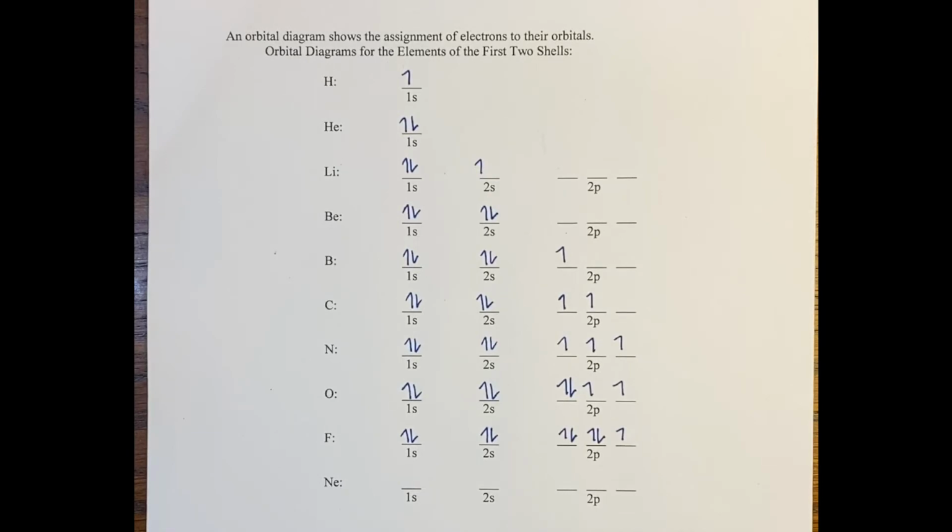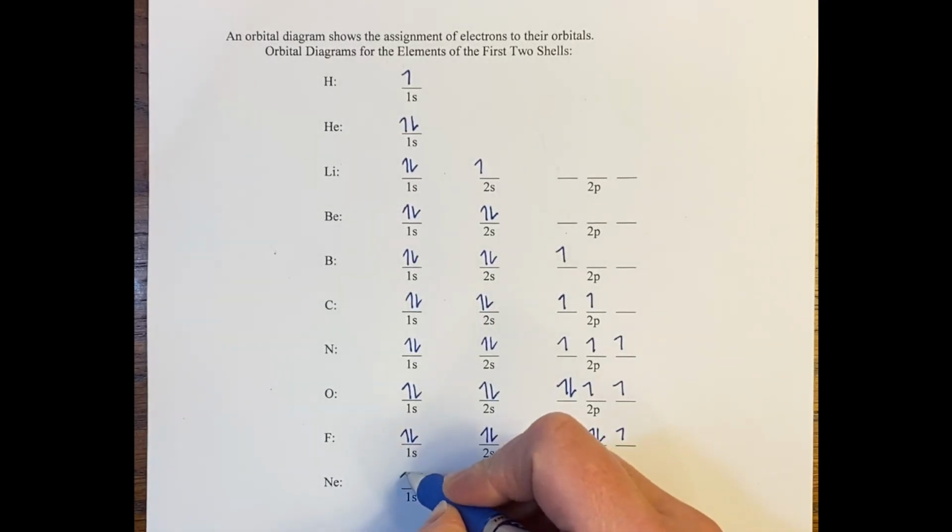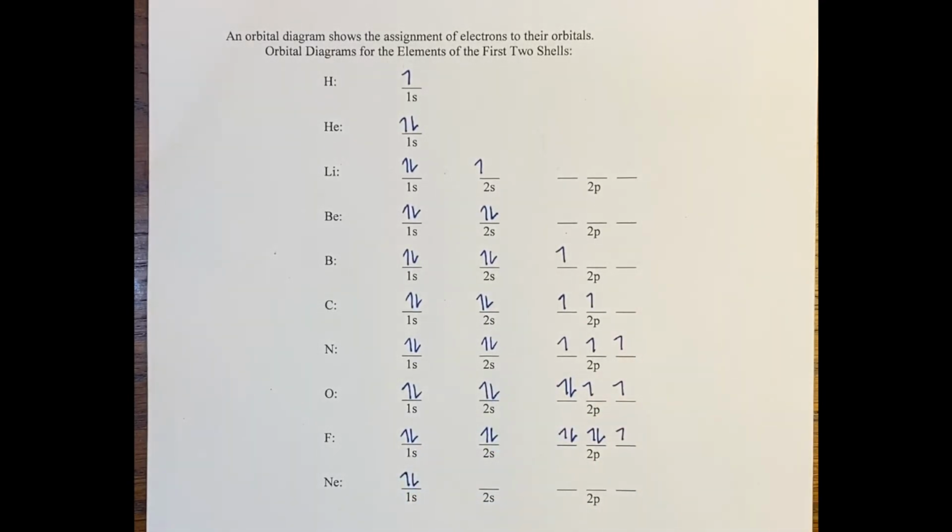Neon falls at the end of the second period on the periodic table. For neon, electrons 1 and 2 get placed into the 1s orbital, 3 and 4 go into the 2s, and 5, 6, 7, 8, 9, and 10 fill the 2p. So that neon is at the end of the second period corresponds to the place where all of the orbitals in the first two shells have been filled.